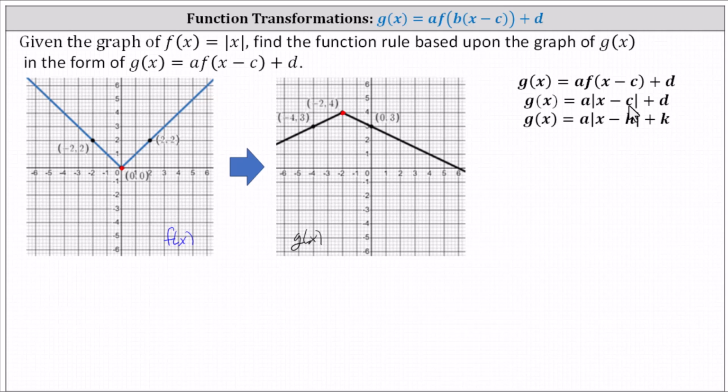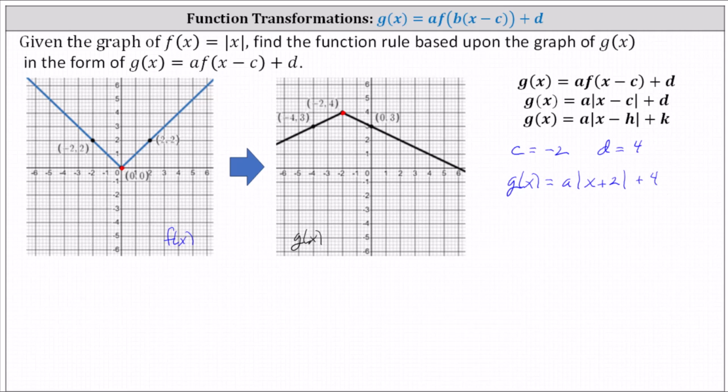Recall c indicates a shift left or right, and d indicates a shift up or down. Because we have a shift left 2 units, c equals negative 2. And because we have a shift up 4 units, d equals positive 4. Now we know g of x is equal to a times the absolute value of the quantity x minus negative 2, which simplifies to the quantity x plus 2. And then because d is 4, we have plus 4.